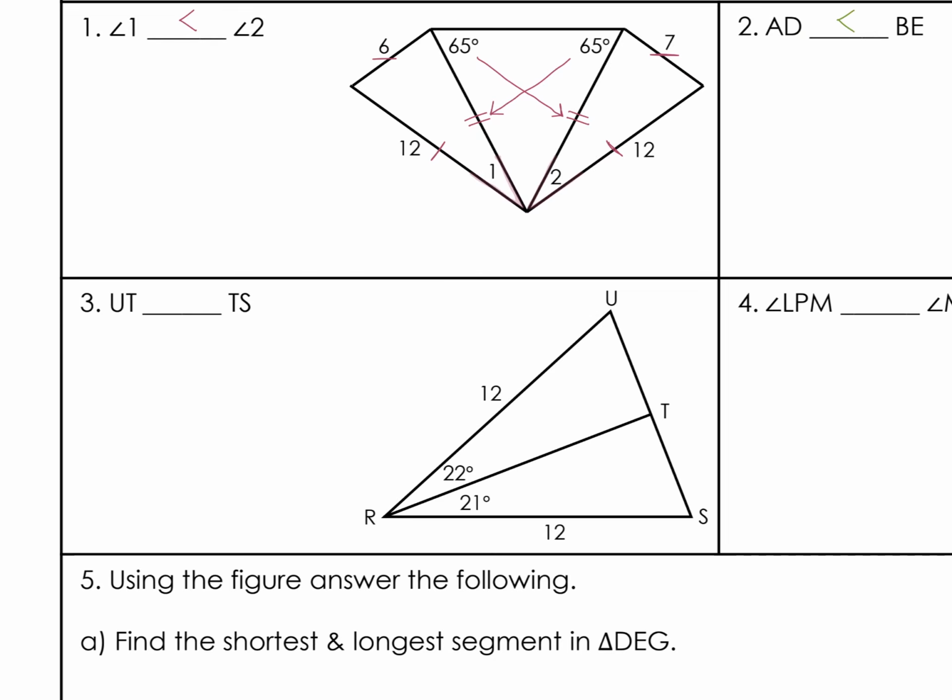In number 3, we've got UT and TS. Looking at what we currently have, the side lengths of 12 are congruent. Then we have the lovely reflexive property, that shared side, which gives us our second congruency. Then we're dealing with the angle measures, so it's side angle side, and we see that 22 is larger than 21. So the side opposite the 22, which is UT, should be larger than the side opposite the 21, which is TS.